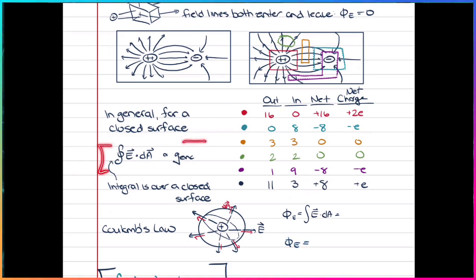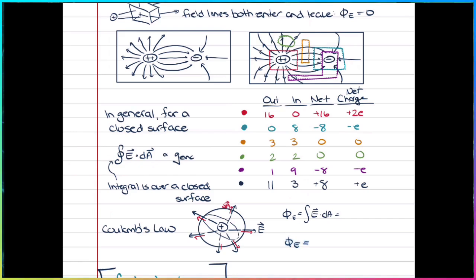This could motivate a relationship where it seems like we should be able to say that the flux is proportional to the charge enclosed. And again, to be proportional just means that you're related by a constant, right? So essentially saying that this is equal to some constant times Q enclosed.